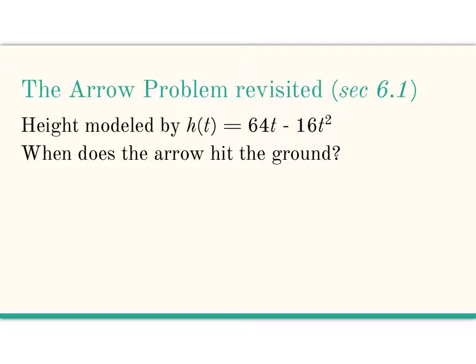Let's go back to the arrow problem that we looked at in the last lesson, where we were shooting the arrow into the air, and it was modeled by h of t equals 64t minus 16t squared. We asked the question, when does the arrow hit the ground? Well, logically enough, we knew that one of the times was 0 because we were launching from the ground. And we found, you'll remember, that the other time was 4 seconds. We did that by creating a table of values and plotting the points and seeing the construction of the parabola. This time around, we'll do it by factoring.